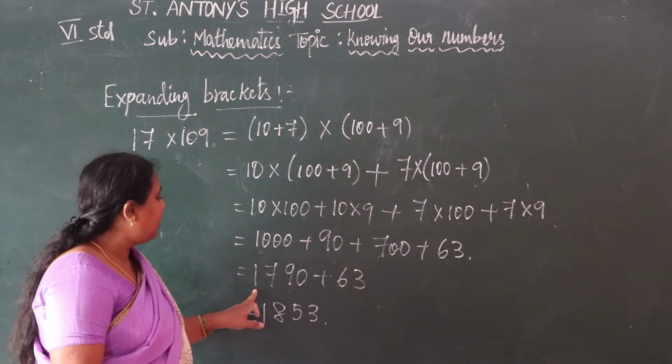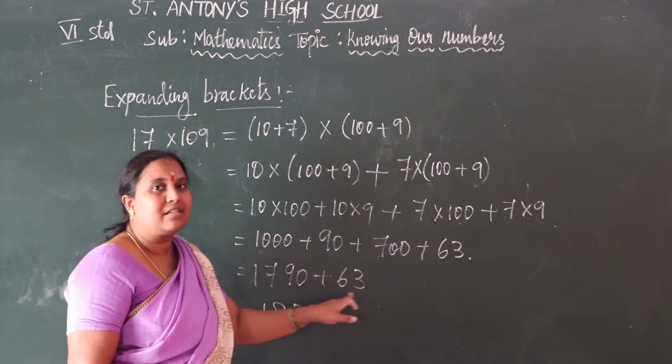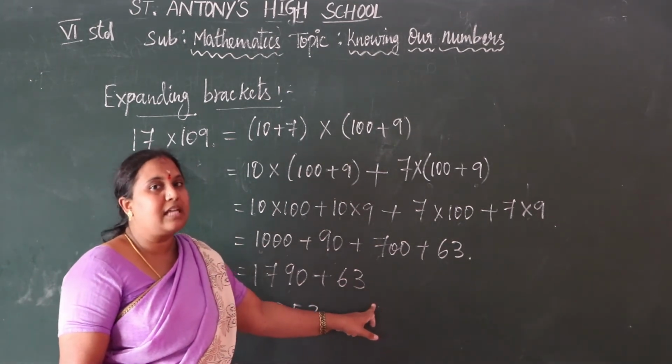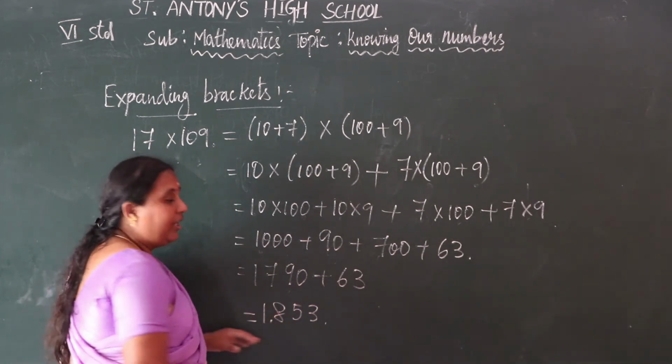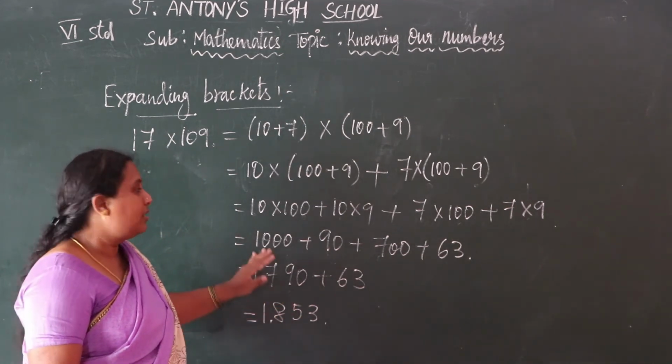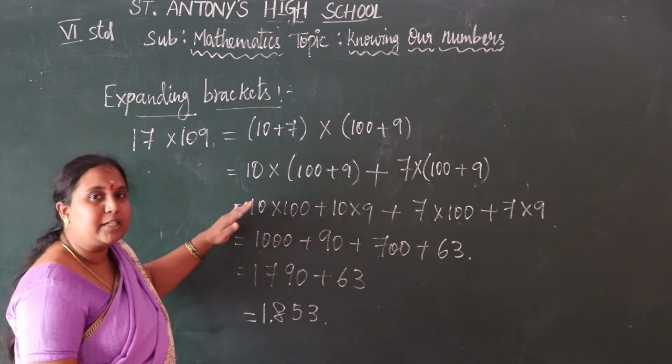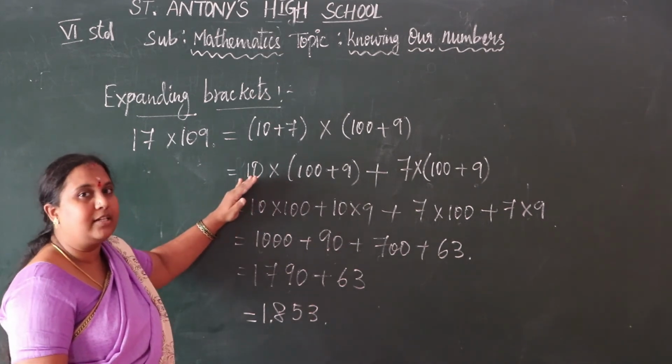Okay, see, so 1790 plus 63. So what is the sum of these 2 numbers? 1853. Okay, understood? So this is expanding brackets. Okay, understood, children?